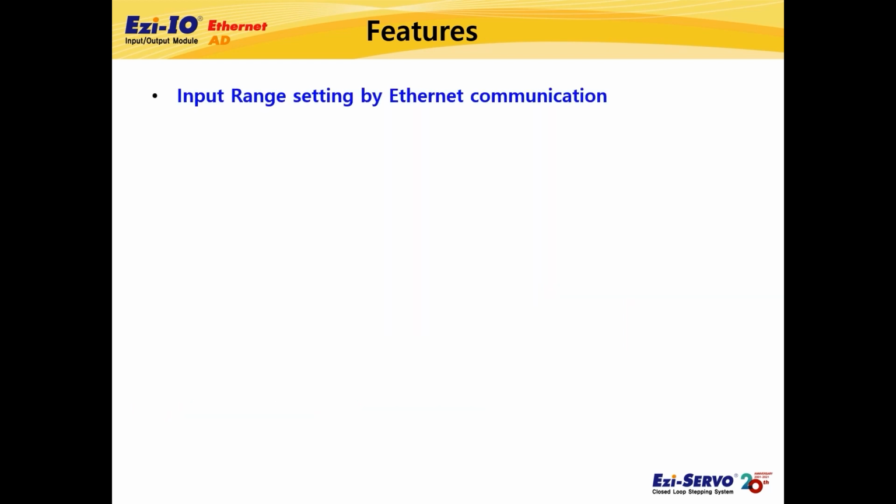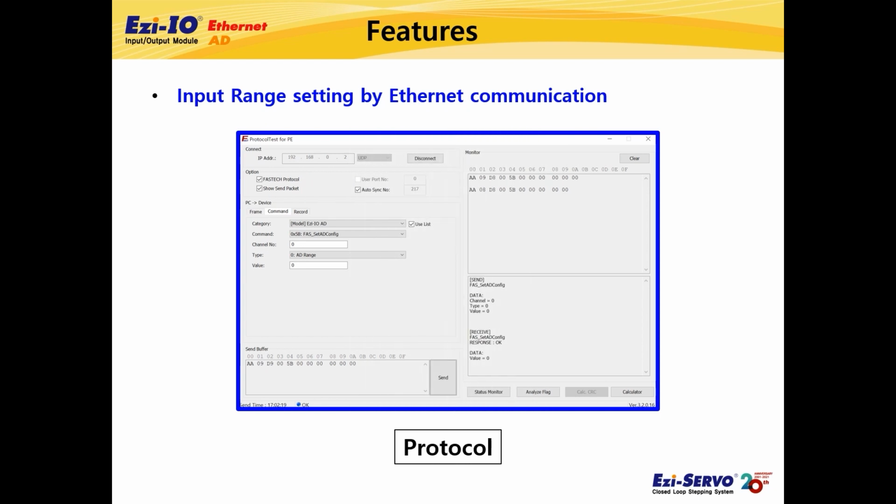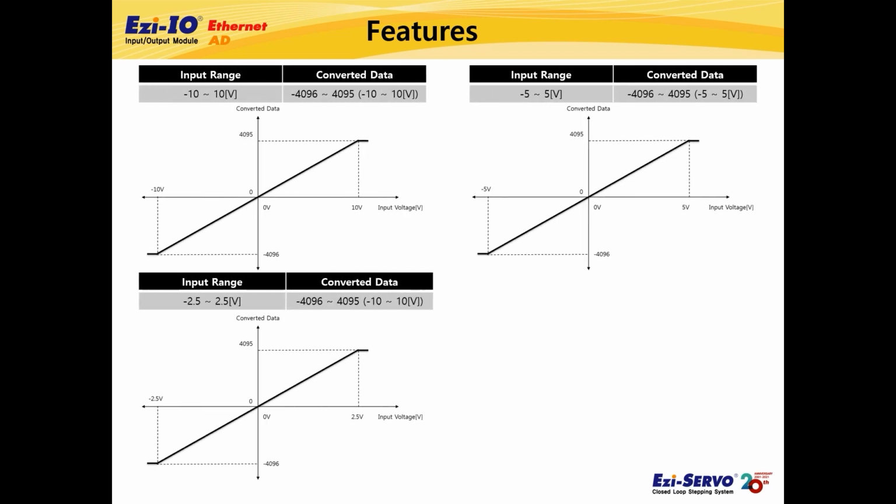When setting the input range through Ethernet communication mentioned earlier, you can use the GUI program or the protocol which can be downloaded from the FASTECH website. Next, we will explain how the input analog data are converted into digital values. When the voltage input range is -10 to 10 volts, -5 to 5 volts, and -2.5 to 2.5 volts, the analog data value of the corresponding voltage range is converted to a digital value between -4096 and 4095.